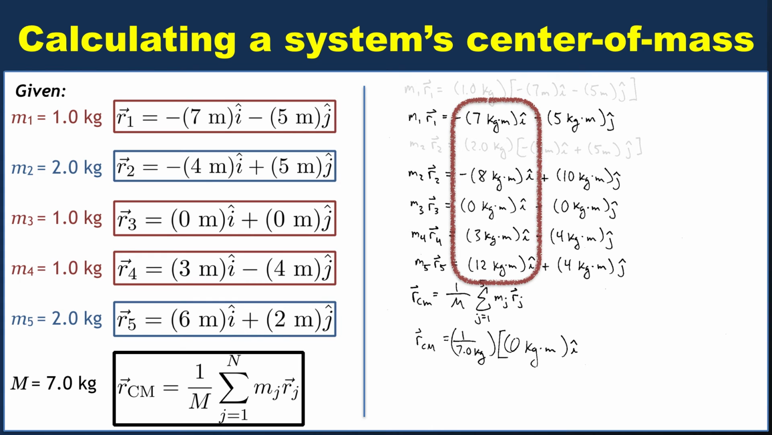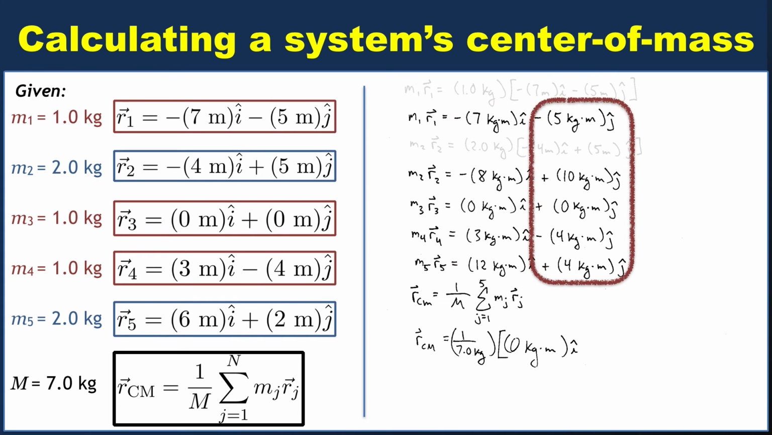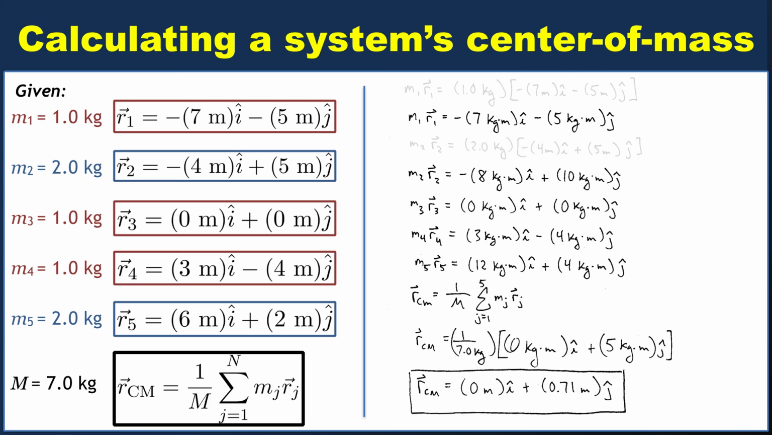What about the y component? Well, now we do the same thing in the other column, right? So we add together all these numbers. Minus 5 plus 10 is plus 5, plus 0 is still plus 5, minus 4 is plus 1, plus 4 is plus 5. Okay. Check my math if you don't believe me. That comes out to 5 kilogram meters J hat. Last step is to go through and remember to divide by 7 kilograms so that we actually get a position vector out in meters. So we do that, and we find that RCM is 0 meters I hat, plus 0.71, to 2 significant digits, meters J hat. So that describes the position of the center of mass.